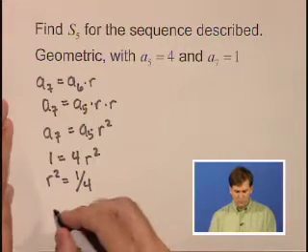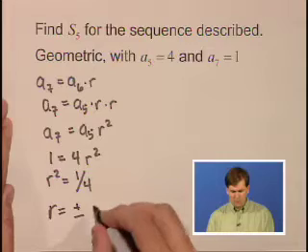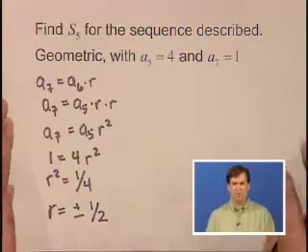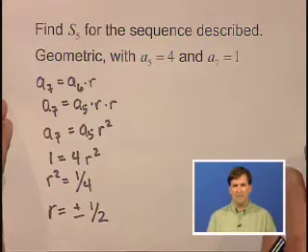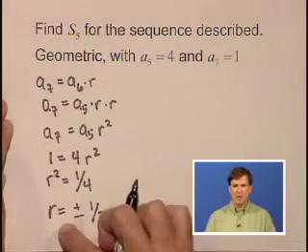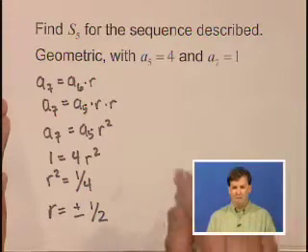Taking the square root of both sides, we get 2 possibilities. R is equal to plus or minus 1/2 because the square root of 1/4 could be positive 1/2 or it could be negative 1/2. So we know the common ratio, or at least we know that it's either positive 1/2 or negative 1/2. We need to find A1.